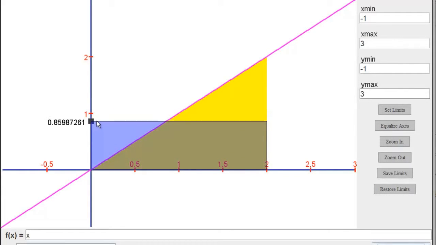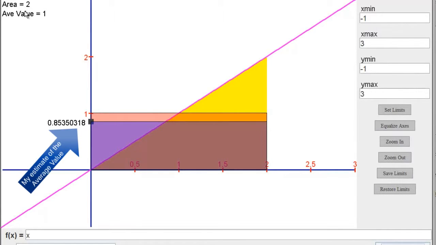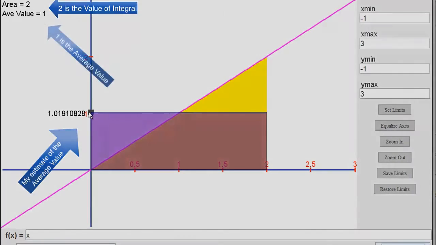Now I can move the y value and shade the region on the closed interval to estimate the integral. The y value will represent the average value. My estimate was a little low. The value of the integral is 2, and the average value is 1.